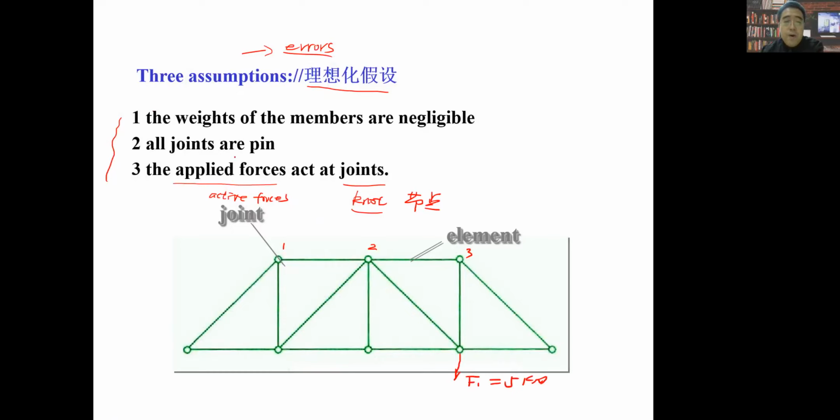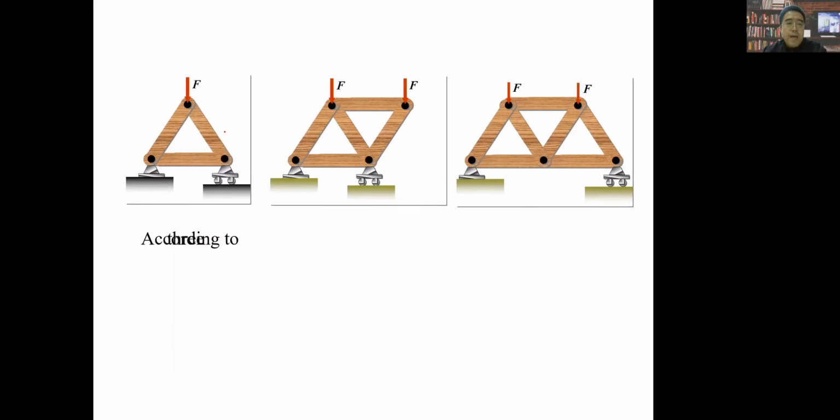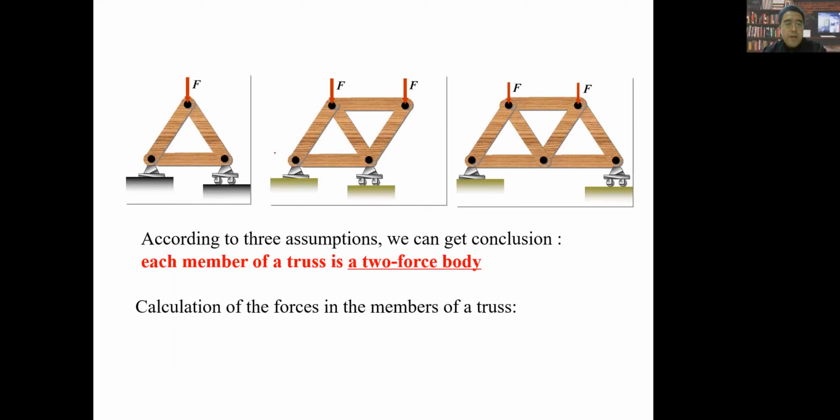This will simplify our calculation. But when we talk about these plane trusses, what will we do? Let's see. Actually, there are three kinds of trusses. One is the simplest one, right? Here is the fixed support, and here is the roller support, you know?